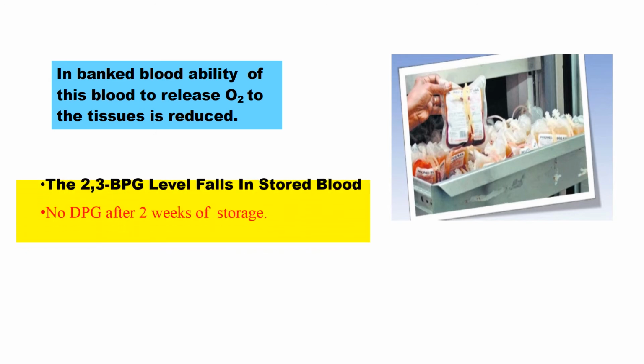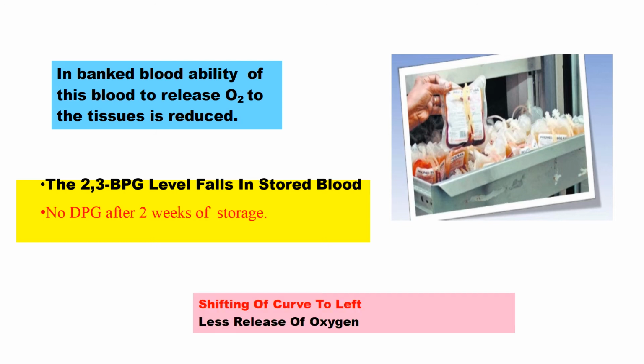The stored blood in the blood bank has a reduced ability to release oxygen. This is so because of the decreased level of 2,3-BPG, resulting in shifting of the curve to the left and therefore lesser release of oxygen. This is especially important in transfusion of stored blood, especially in the hypoxic patient, because these patients will get lesser oxygen and therefore the stored blood has a limited benefit in these patients.